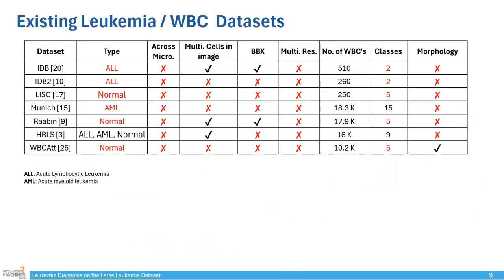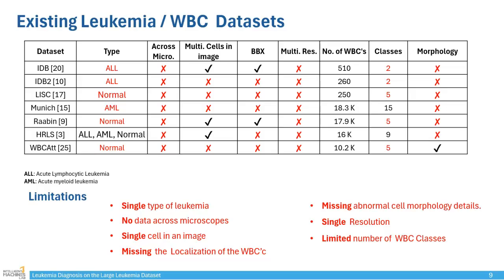With the consultation of the medical experts, we highlighted the limitations and characteristics of the existing datasets. In terms of limitations, most of the available datasets contain only a single type of leukemia, and there is not a single dataset that maintains consistent imaging across different microscopes. Plus, the majority of these datasets are based on single cell images captured at fixed resolution. Only a few datasets include localization annotation. There is only one dataset that provides morphological attributes of cells, but even that is based on samples from healthy individuals. And finally, most datasets include only a limited number of white blood cell classes.